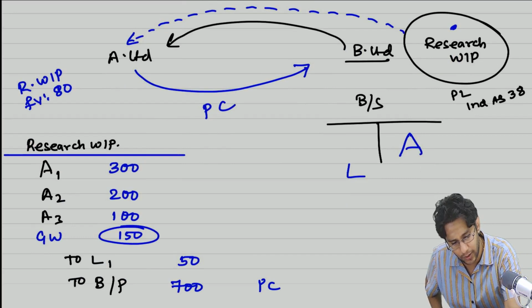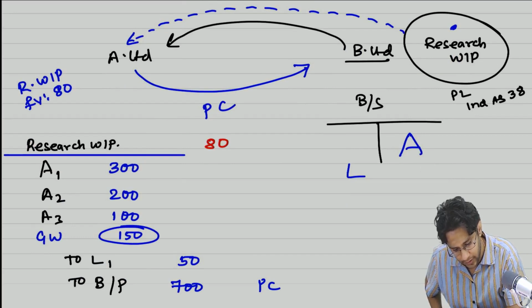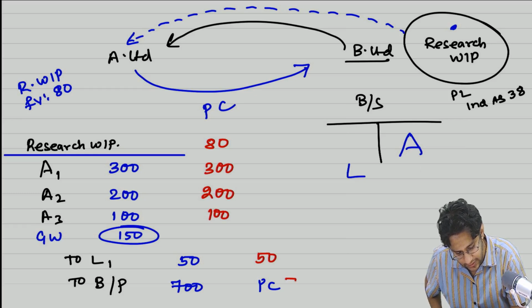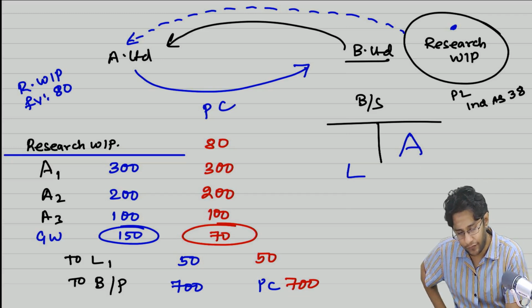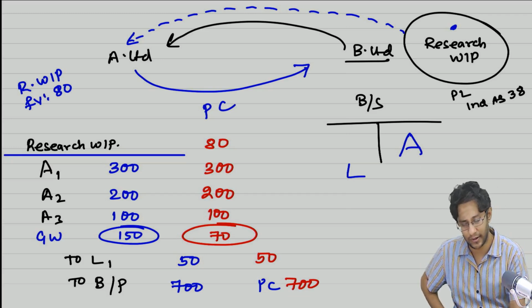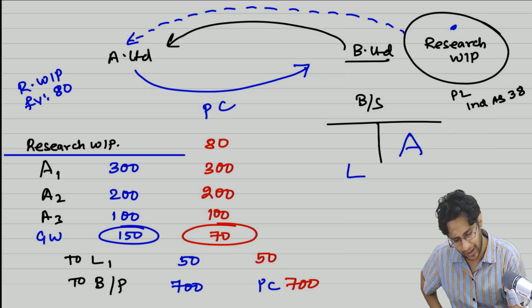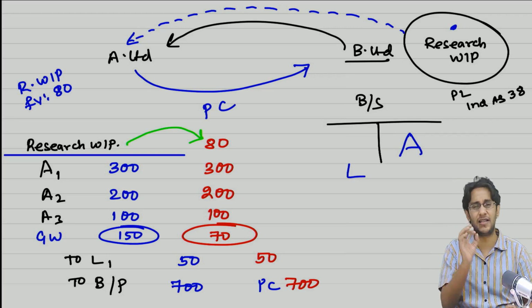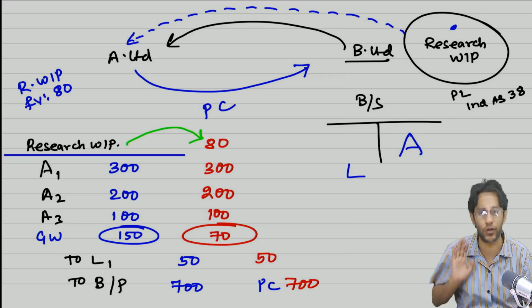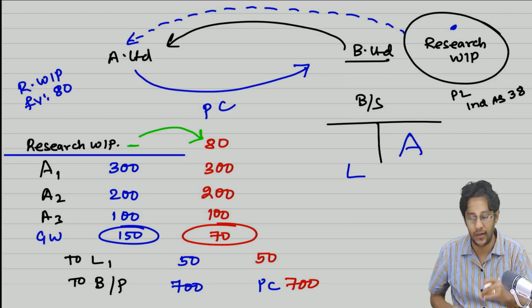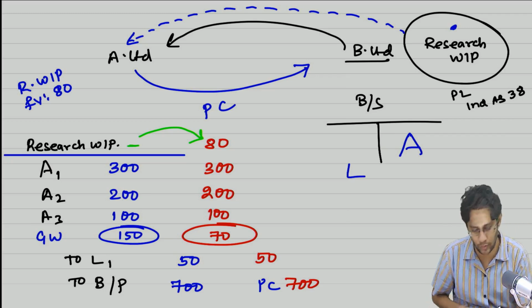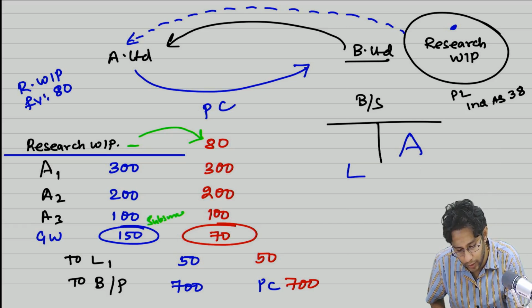If you recognize research WIP, then this will be 80, this will be 300, this will be 200, this will be 100, this will be 50, this will still be 700, but the balancing figure will be 30. Now, how our standard thinks is, if you recognize research WIP as an asset, then at the max, in the balance sheet, one intangible asset called research WIP is created, which we will amortize in future. But if you do not recognize research WIP at all, in that case, the amount what you paid for research WIP also is getting subsumed into goodwill.